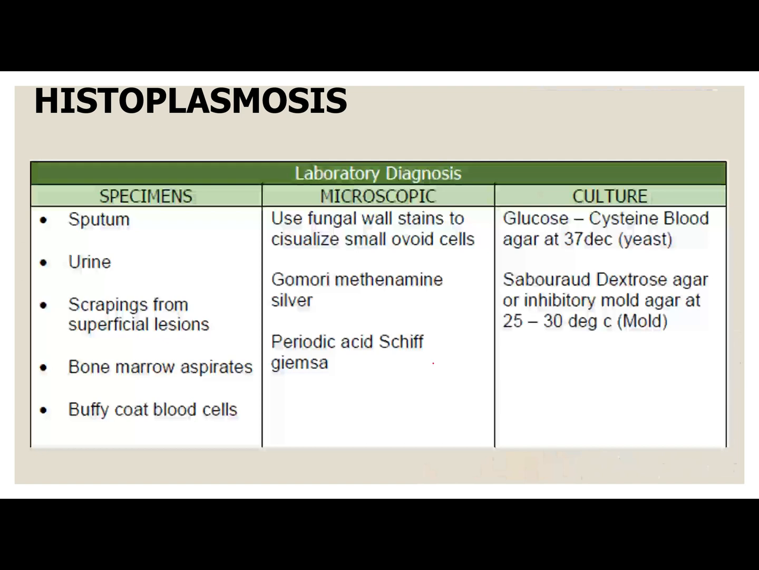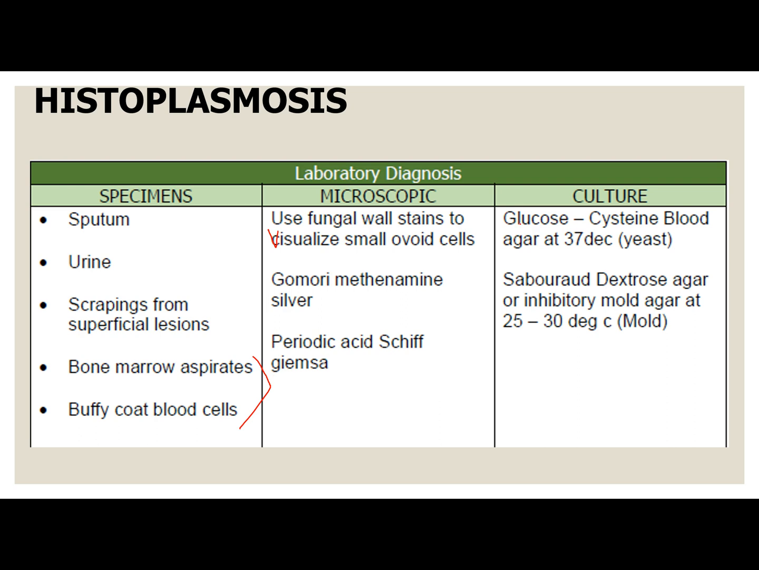Now, what is the lab diagnosis, class? For specimens, use sputum, urine, scrapings from superficial lesion, bone marrow aspirate, and you could even use the buffy coat of your whole blood. For microscopic exam, you're going to use fungal wall stains to visualize small ovoid cells. You could also use Gomori methenamine silver, periodic acid-Schiff, and even Giemsa. So you could use Giemsa, class, for the bone marrow aspirate and buffy coat.